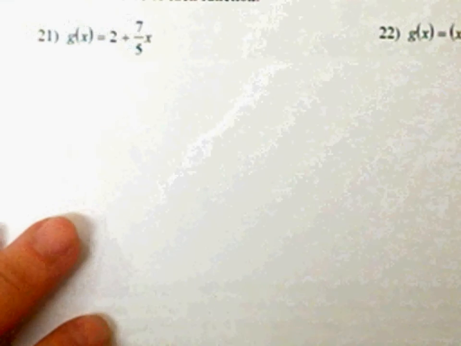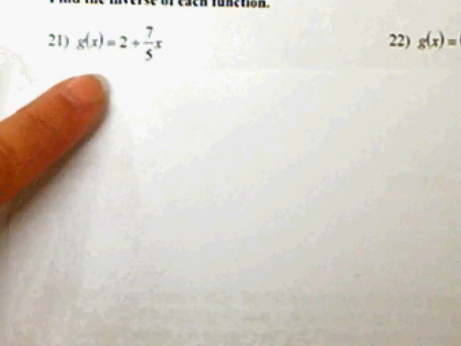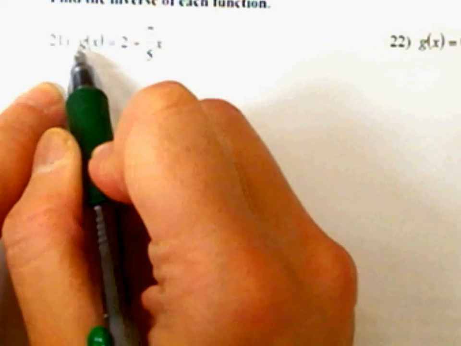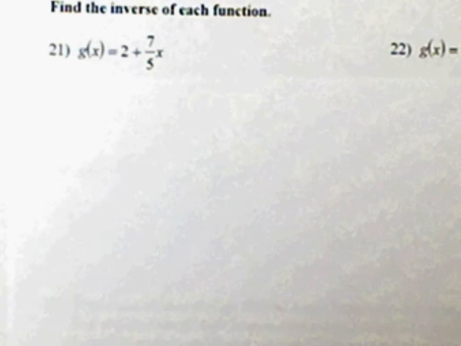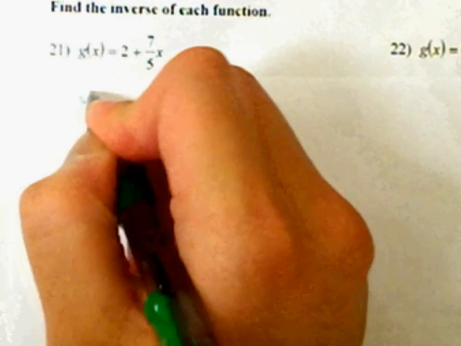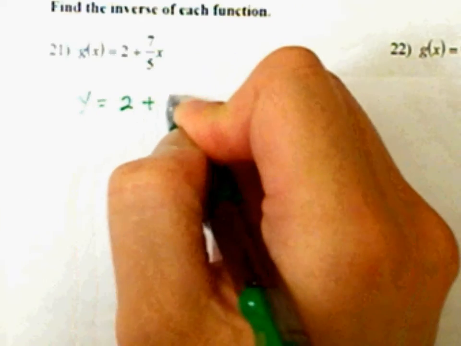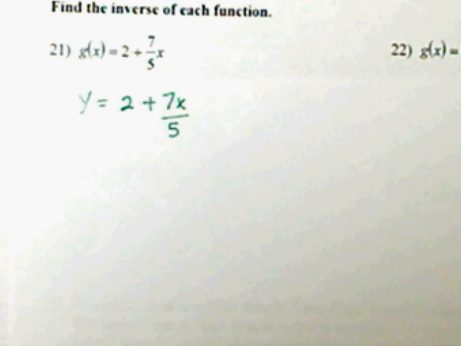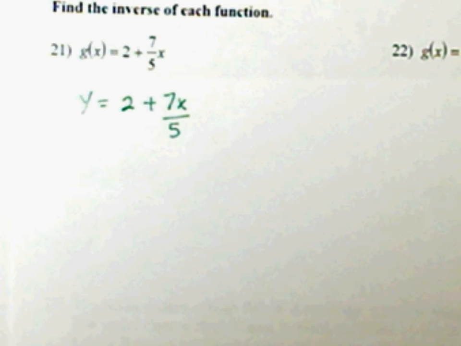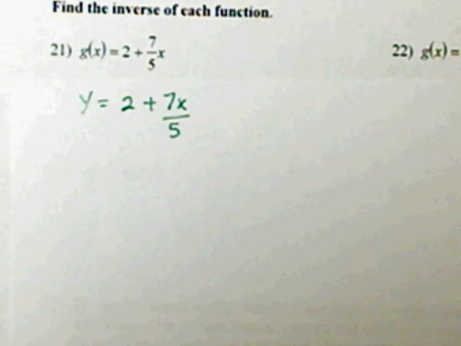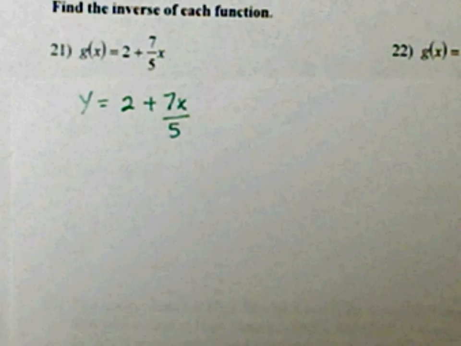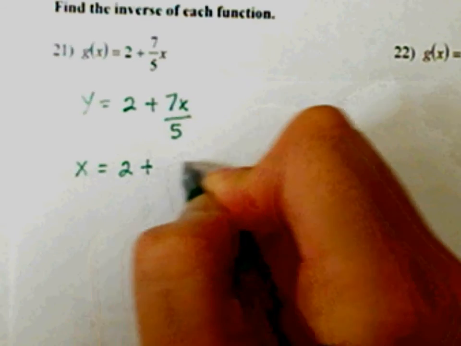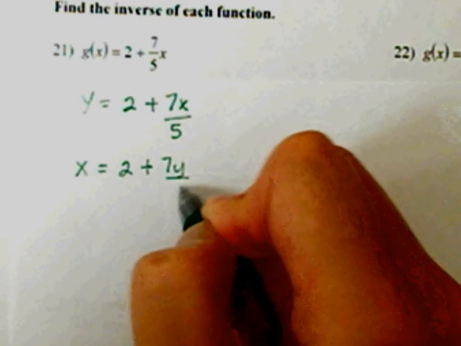On number 21, if you will notice, you have g of x equal 2 plus 7/5 x. You can change your g of x to a y, and that might help you a lot. So I'm going to rewrite y equals 2 plus, and combine my 7x over 5. Next, switch your x and your y. When you switch your x and your y, you will have this. X equals 2 plus 7y over 5.